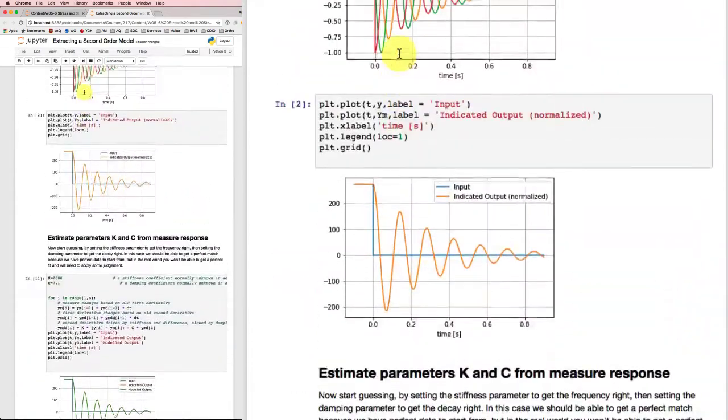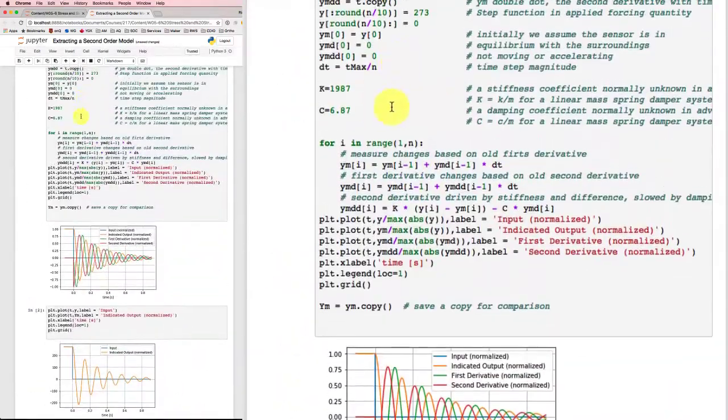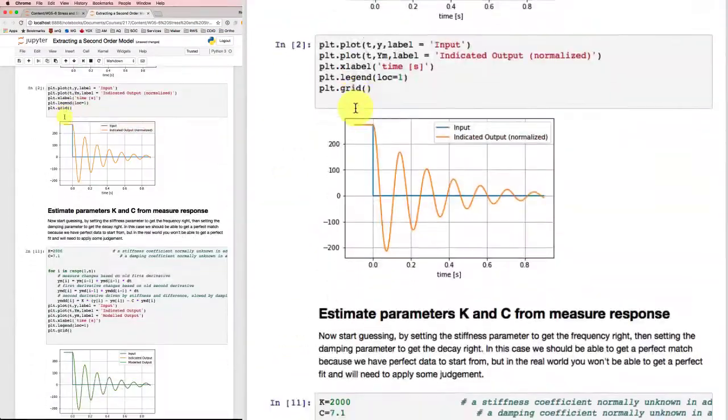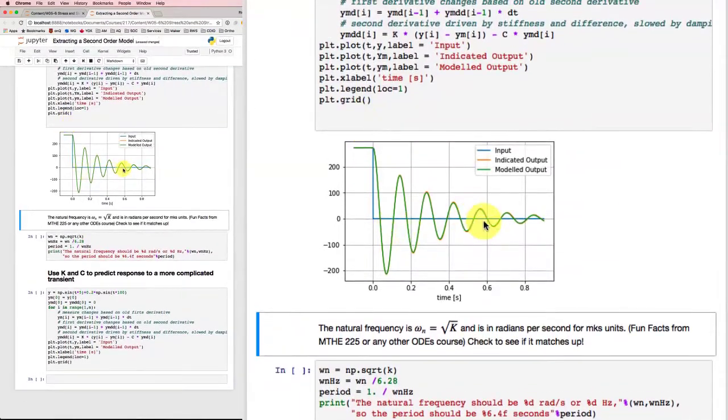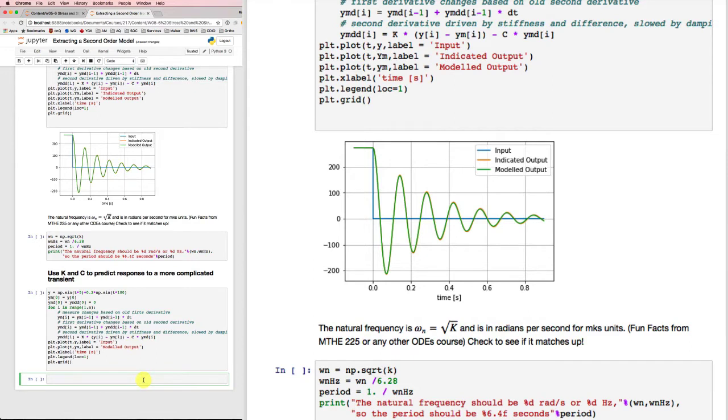Let's go back up and look. Previously, I set k equal to 1987 and c equal to 6.87. So I came out with 2000 and 7.1. That's really pretty close. And the most important thing is, it's close enough that I get the green answer in comparison to the orange answer. And those, in terms of practical properties, are definitely close enough to predict what I'm interested in.